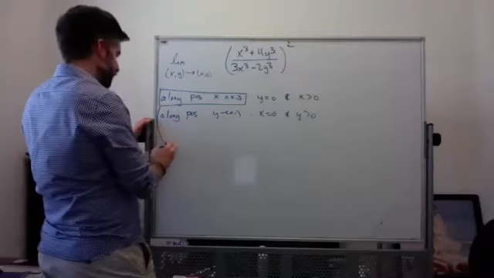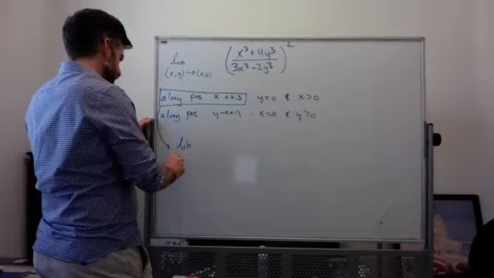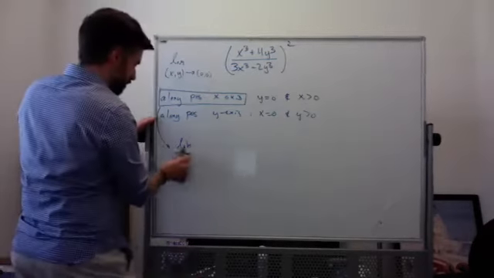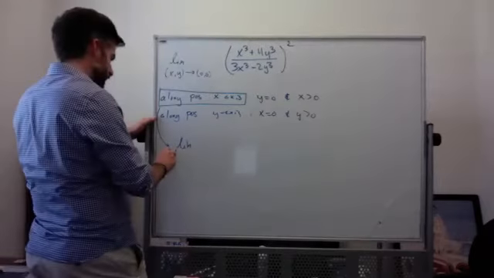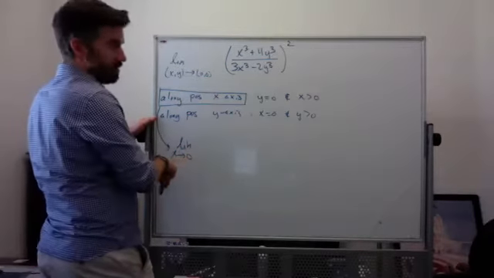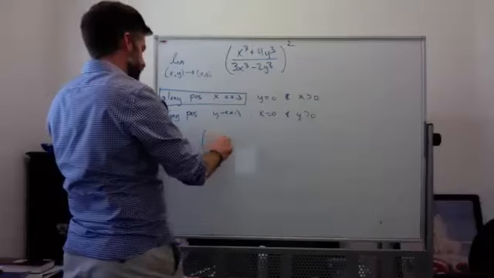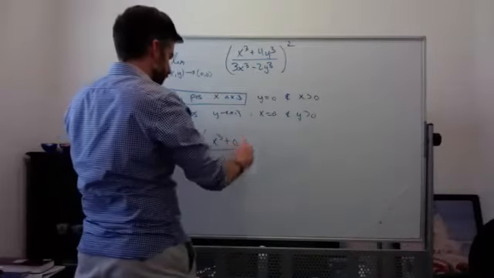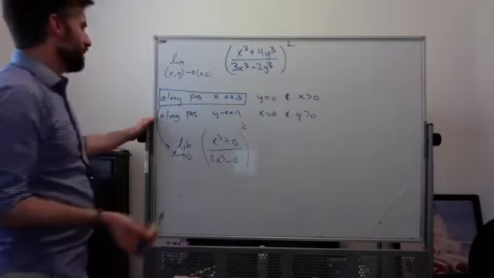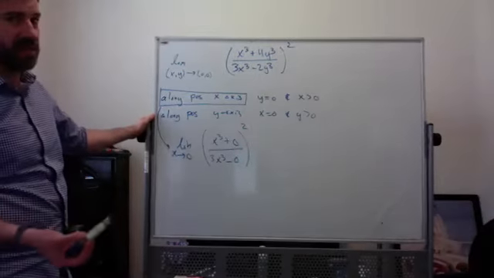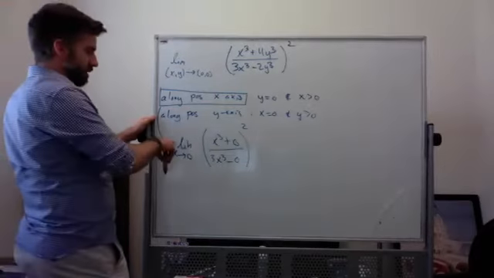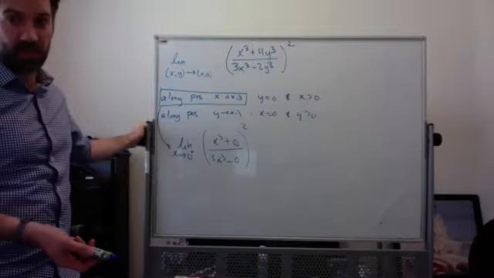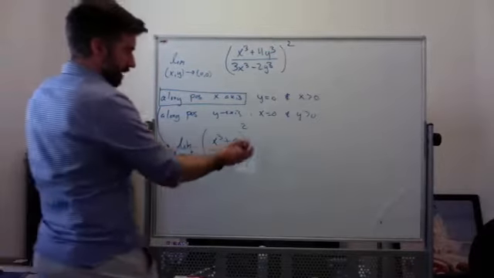So to do this part, I'm going to do the limit as (x, y) goes to (0, 0). Sorry, I'm plugging in y equal to 0. As x goes to 0 of (x cubed plus 0) over (3x cubed minus 0) squared. Since it says along the positive x-axis, you should actually write it as the limit as x approaches 0 from the right, since you are on the positive x-axis. And then we can simplify this.